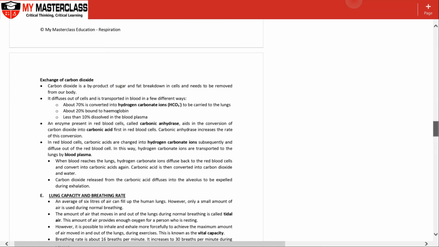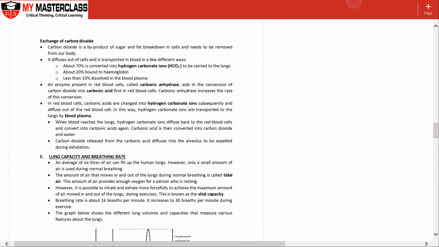Okay, so the exchange of carbon dioxide over here. Carbon dioxide, unlike oxygen, which is carried in red blood cells or on red blood cells, is converted into the ionic form. So the moment you have got respiration taking place and carbon dioxide is produced, it will be converted into hydrogen carbonate ions. Okay, this conversion is able to happen because you have got enzymes. This particular enzyme is in the red blood cells.